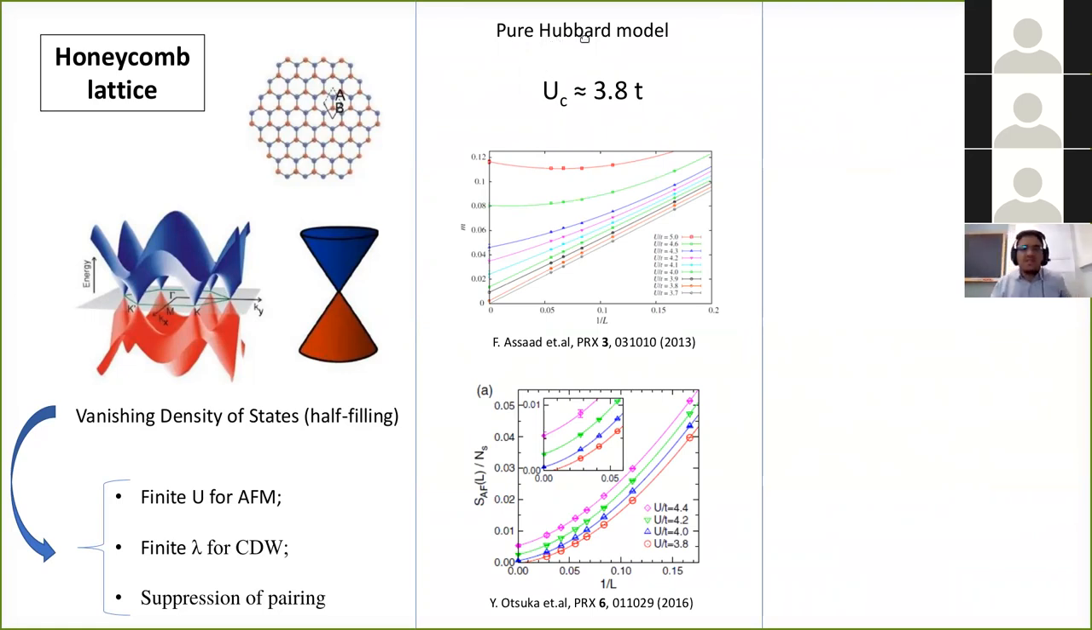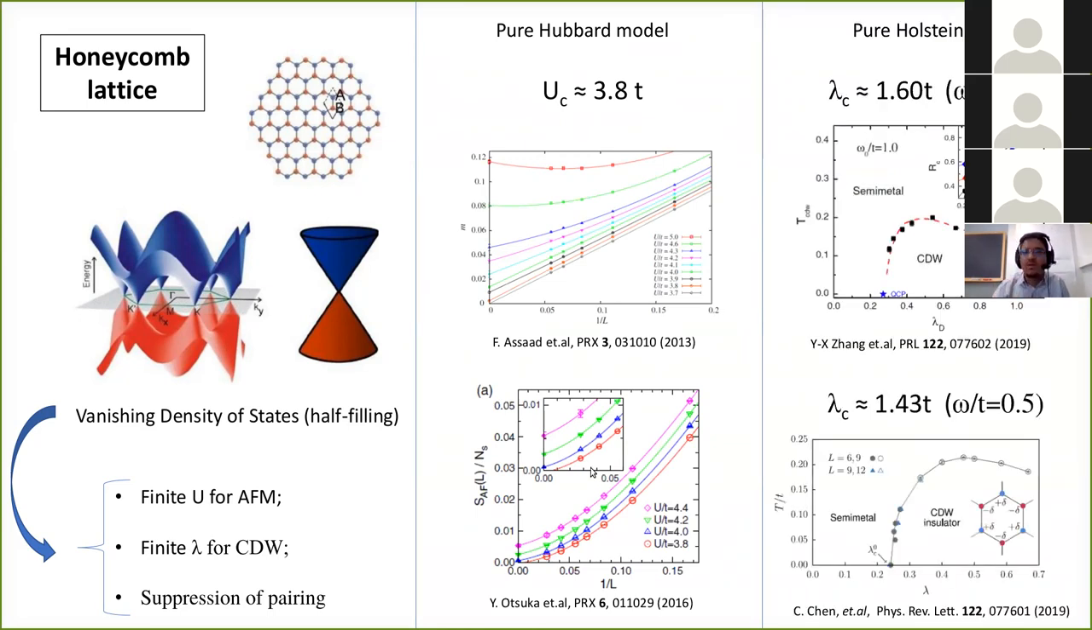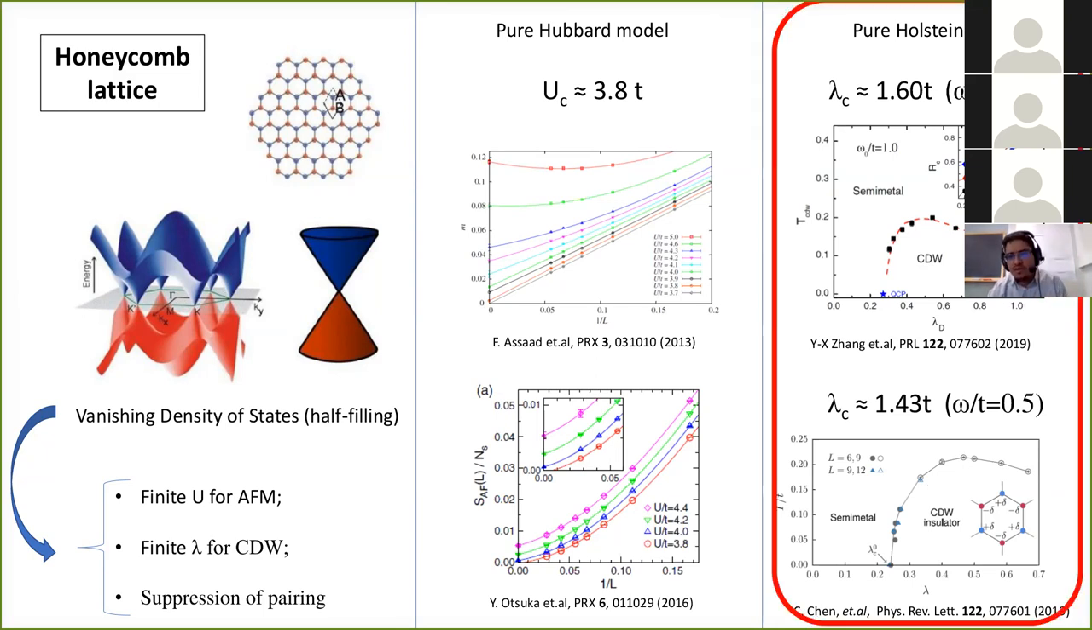And in fact, for antiferromagnetism, there is this very well-known result of 3.8 done by Assad and collaborators, and Sorella and collaborators as well. And for the pure Holstein model, it is also known that you should have a finite lambda for CDW. This first one is a paper that I'm a co-author of, and this other one is a paper that Martin Hohenadler is a co-author of, someone that you probably know. But the point is, let's again focus on the pure Holstein model.